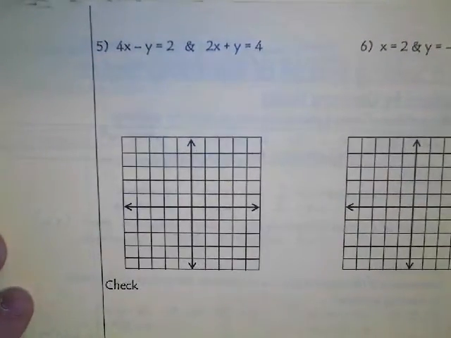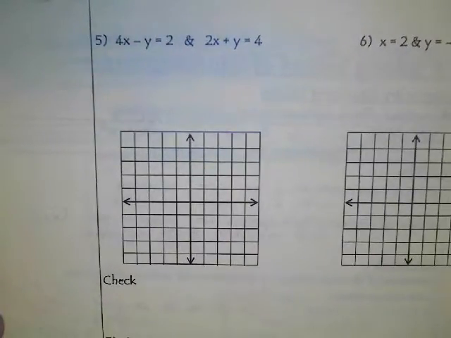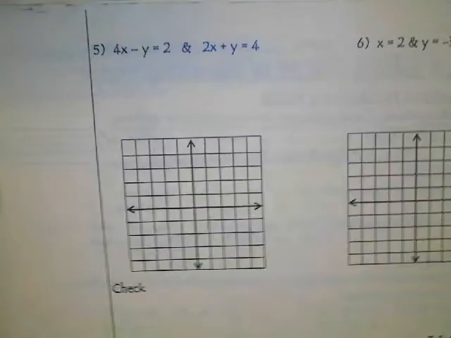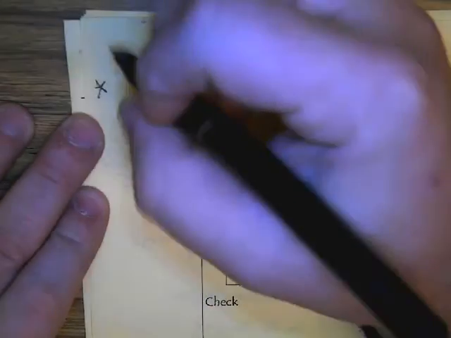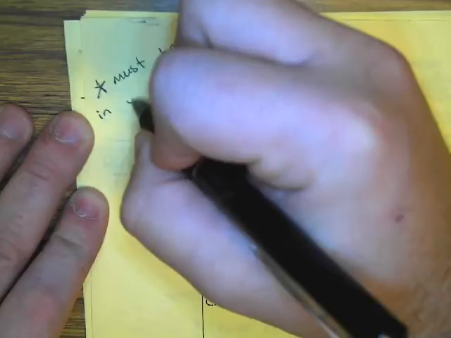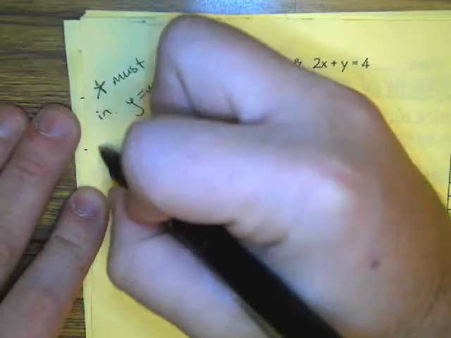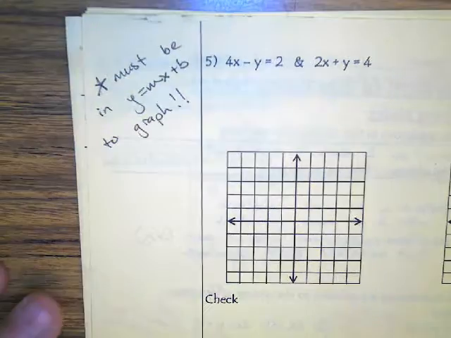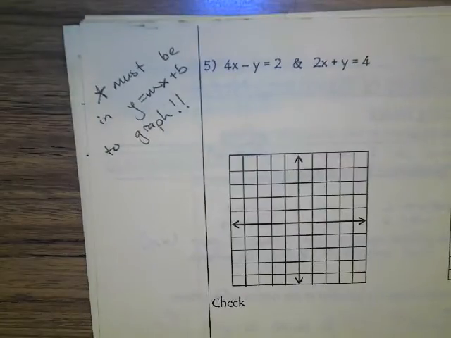So let's look at number 5. All we're going to do is graph both lines, and then we'll find the point of intersection. But before I can graph both lines, let's put a little star to the side. The equations must be in y equals mx plus b to graph. So let's go ahead and get into y equals mx plus b.